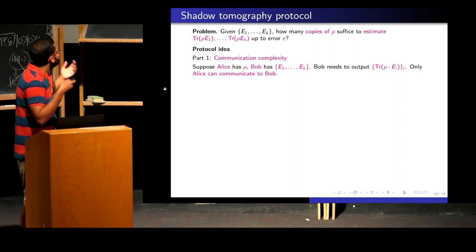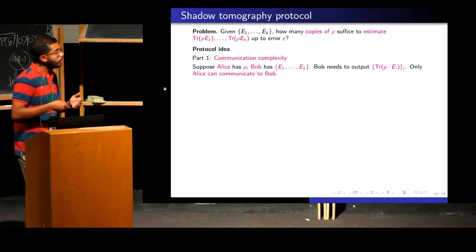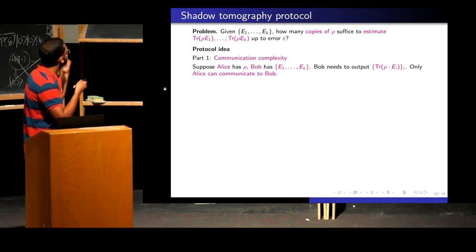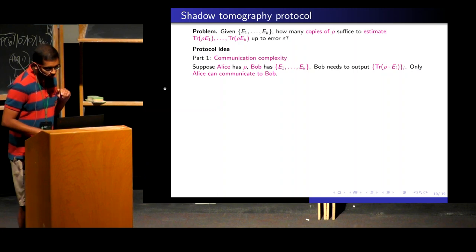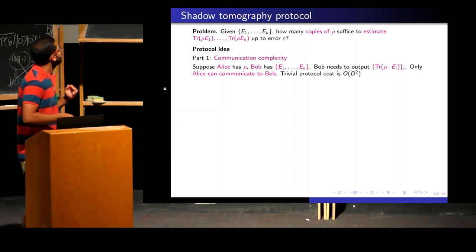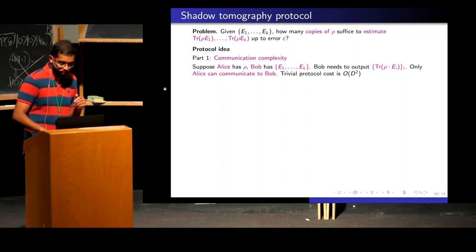So even if Bob wants to estimate trace of rho Ei, he cannot do it because he has no idea what rho is. And Alice cannot send trace of rho times E1 and trace of rho times E2 because she doesn't know what E1 to EK are. So there is a trivial protocol for this, and the complexity of that is d squared. That is, Alice just sends rho completely, and Bob just learns it.